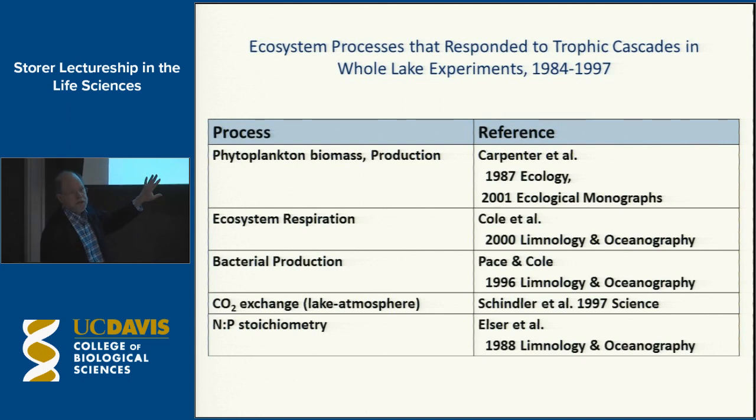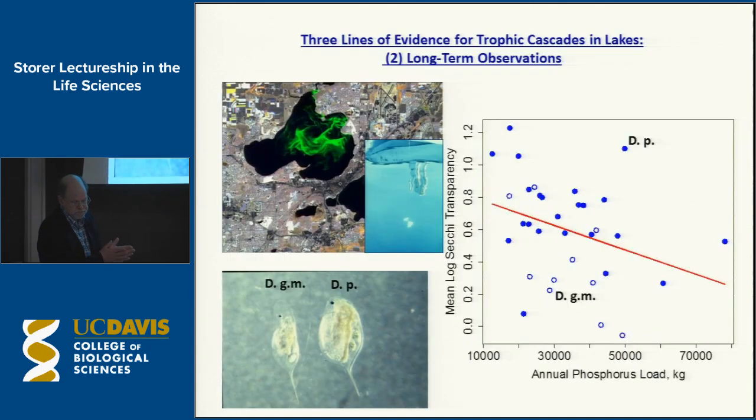So we feel that these two families of experiments showed pretty strong evidence at the whole lake scale that trophic cascades were approximately as important as nutrient loading in determining the ecosystem dynamics of lakes. I said I was going to give you 3 lines of evidence, and I'm going to go a little more briefly through the other 2 lines of evidence.